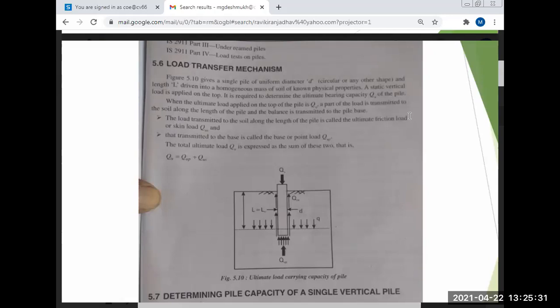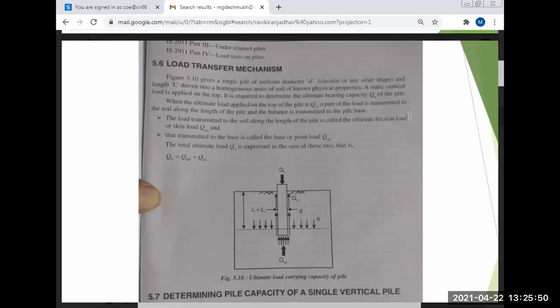When the ultimate load Qu is applied on the top of the pile, a part of the load is transmitted to the soil along the length of the pile. The balance is transmitted to the pile base. The load transferred to the soil along the length of the pile is called ultimate friction load or skin load. The load transmitted to the base is called the base or point load.